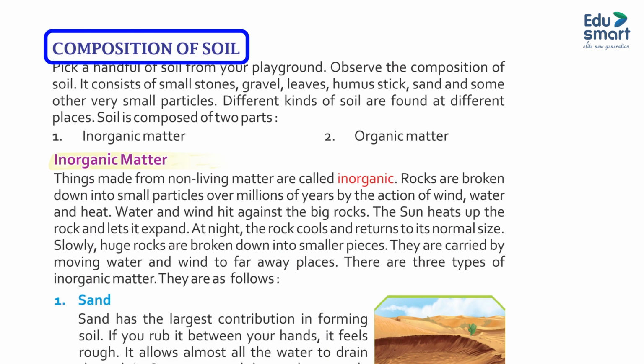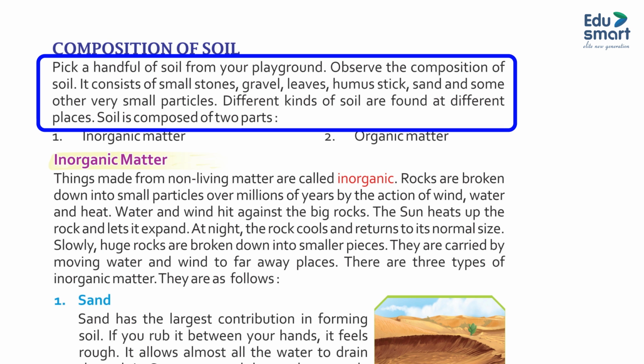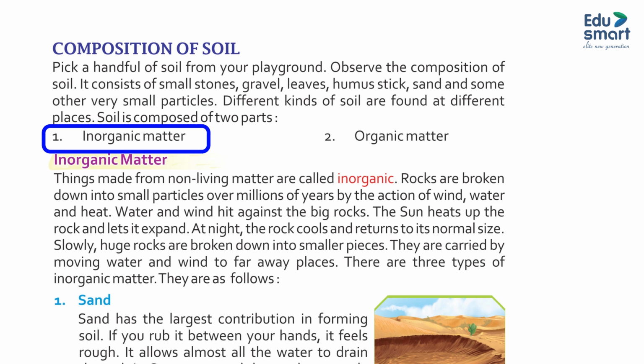Composition of soil. Pick a handful of soil from your playground. Observe the composition of soil. It consists of small stones, gravel, leaves, humus, sticks, sand, and some other very small particles. Different kinds of soil are found at different places. Soil is composed of two parts: 1. Inorganic matter, 2. Organic matter.